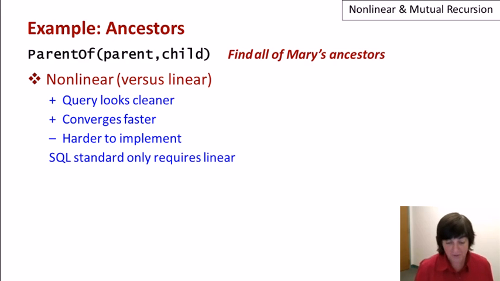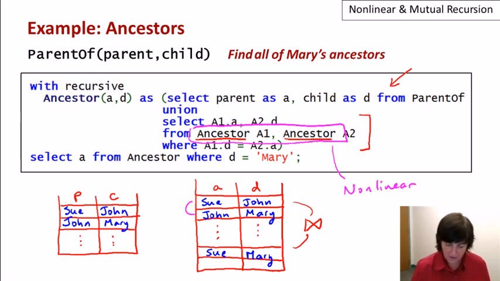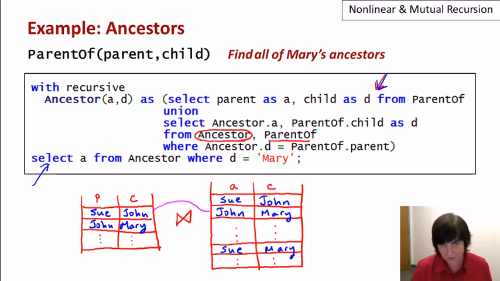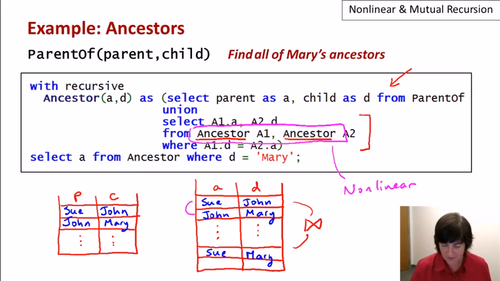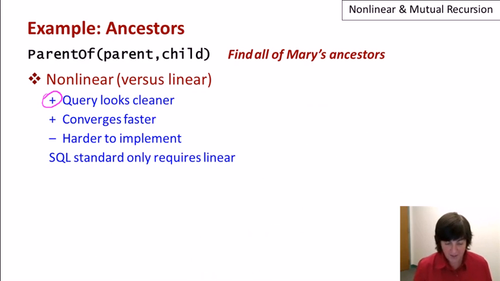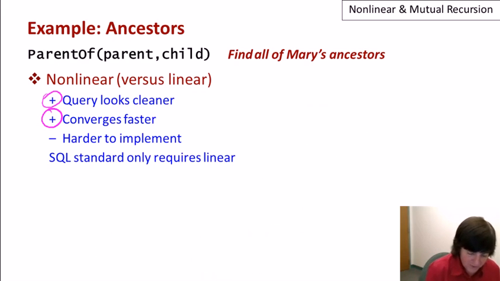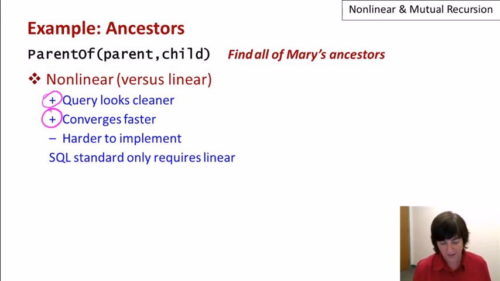First of all, there are some pluses to the nonlinear. The query looks cleaner. If you go back and look at the two queries, the nonlinear version is more symmetric, and even a little shorter to express than the linear version. Second of all, the nonlinear version actually converges faster to the fixed point, to the final state, than the linear version. And I'm going to show that a little bit abstractly because it is actually fairly important.